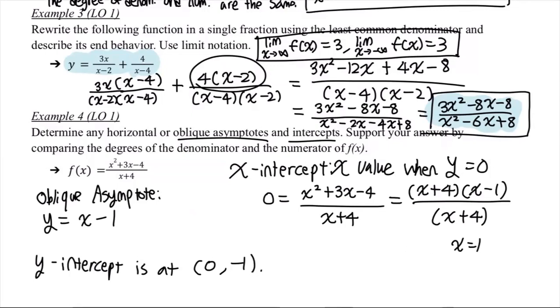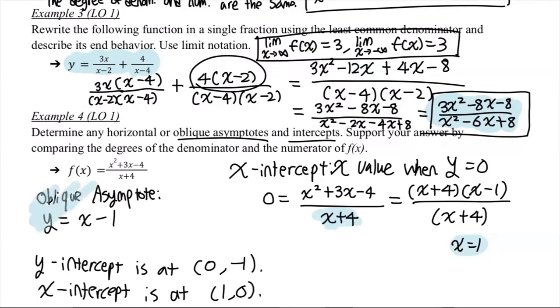The reason is that at x equals negative 4, the entire function would be undefined, because we have x plus 4 in the denominator as well. So if you plug in x equals negative 4, that would make the numerator 0 but also the denominator 0. In that case, the entire fraction would be undefined, so that is not a valid x-intercept. However, x equals 1 is a valid x-intercept. So we can conclude that the x-intercept is at (1, 0).